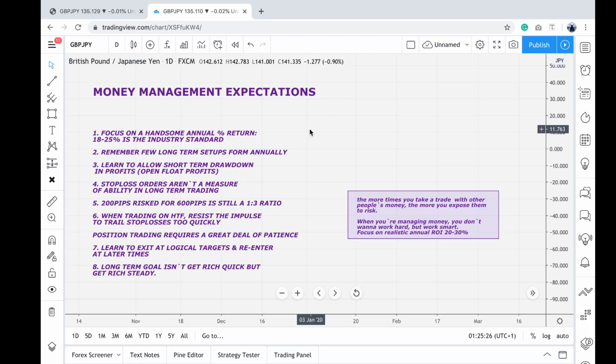Okay, so the more times you take a trade with other people's money, the more you expose them to risk. This is why I'm emphasizing that you need to take fewer trades. Focus on paying yourself, focus on doing the least work. Take fewer trades, but look for very, very good setups that could pay you higher in pips. And remember, when you're managing money, you don't want to work hard, but work smart. Focus on a realistic annual ROI, which is 20 to 30 percent.